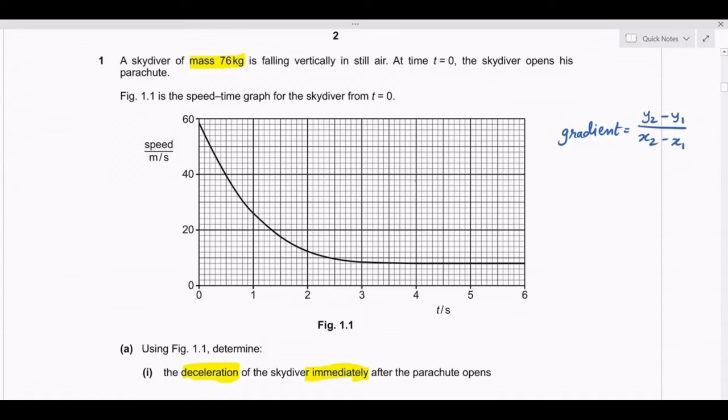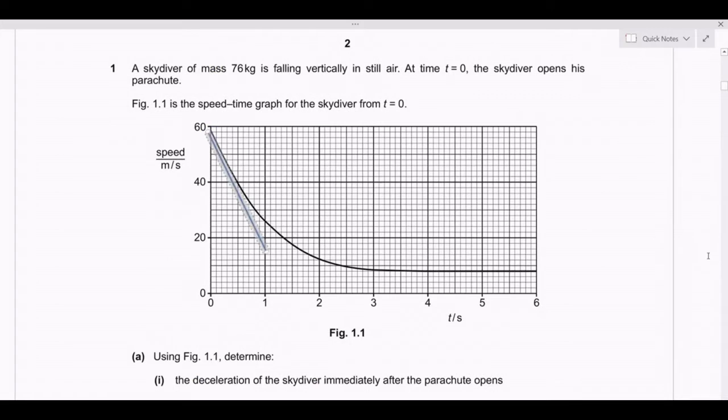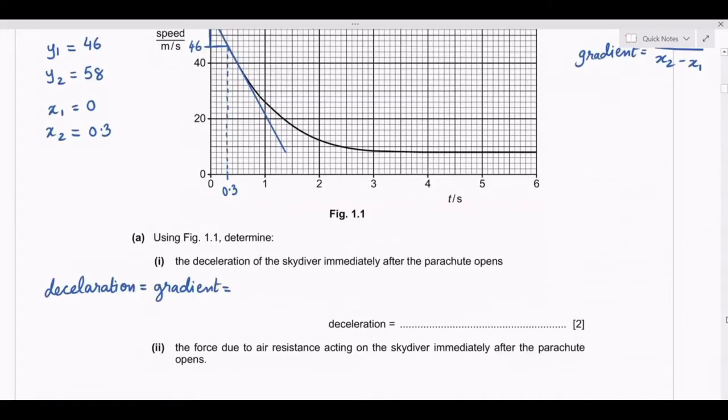So we need two values for y and two values for x in order to calculate the gradient so that we find the deceleration. And in order to do that, we have to see the beginning part over here, because we have to determine the deceleration of the skydiver immediately after the parachute opens. So this is the part where the parachute immediately opens. And in order to find that, we have to draw a line over here, like so. And then we have to find the y values and the x values.